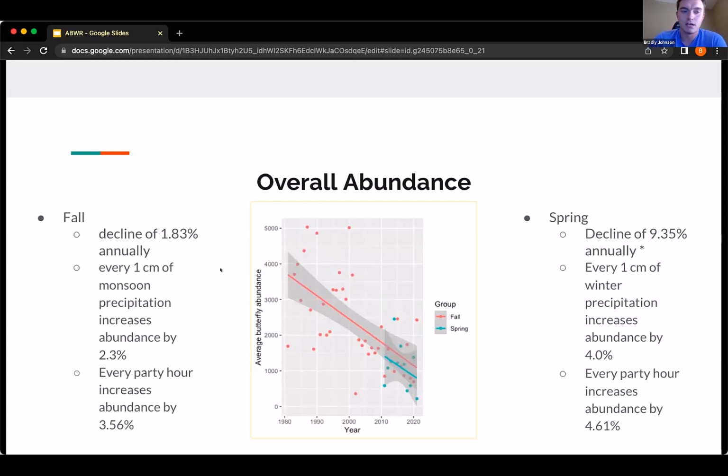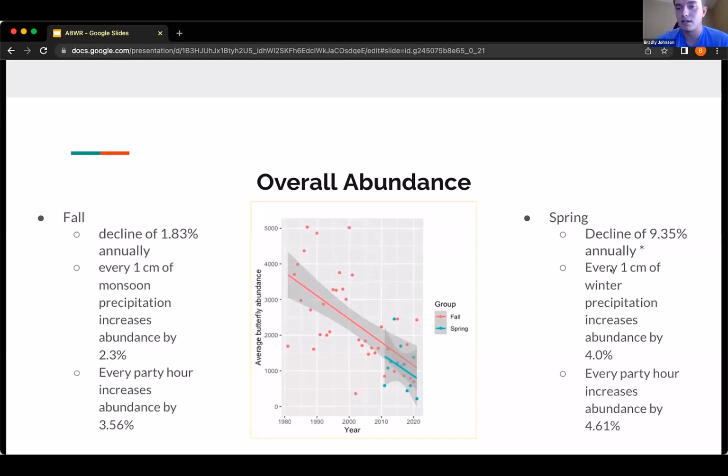There's also, every 1 centimeter of monsoon precipitation increases abundance by 2.3%. So this means the fall abundance is really relying on monsoon precipitation. And then every party hour increases abundance by 3.56%. This ties back to the party hour graphs that we showed earlier, indicating how important party hours are. As we saw, they were decreasing over time, and that's really one of the main players in overall abundance decreasing over time.